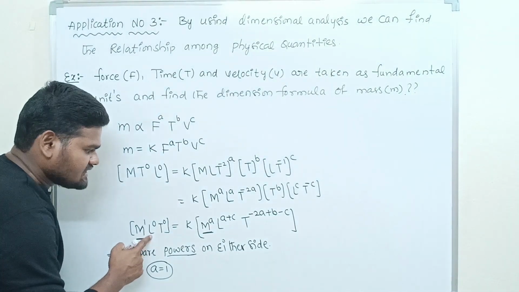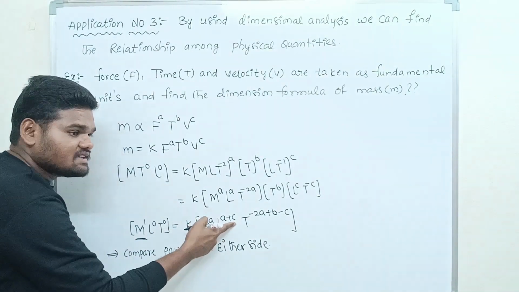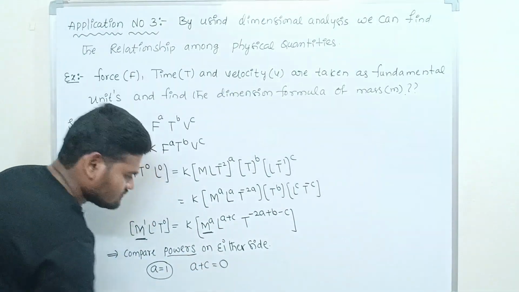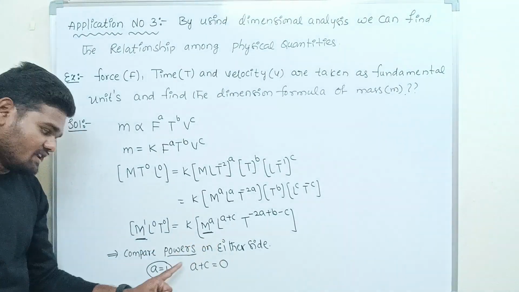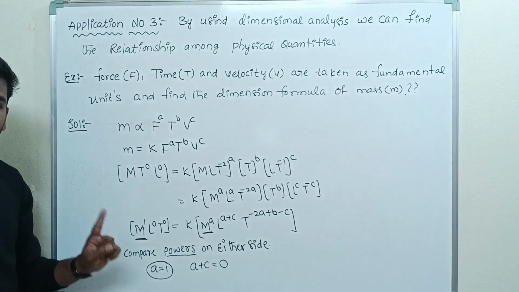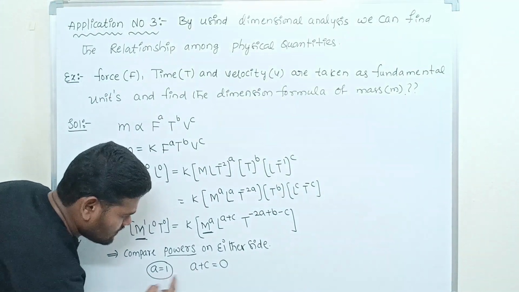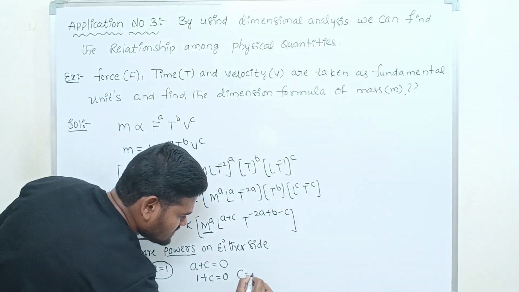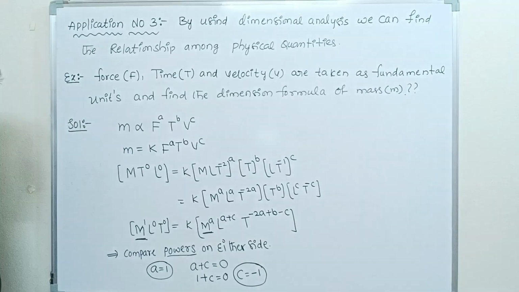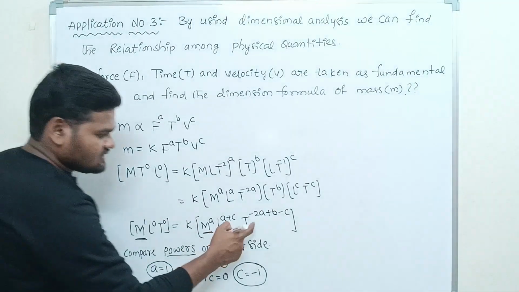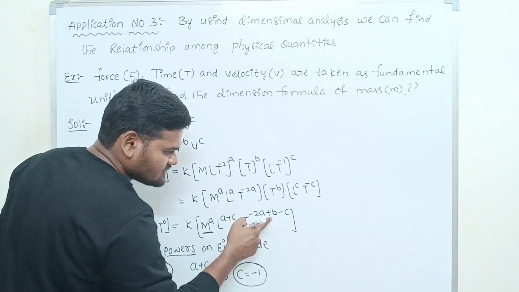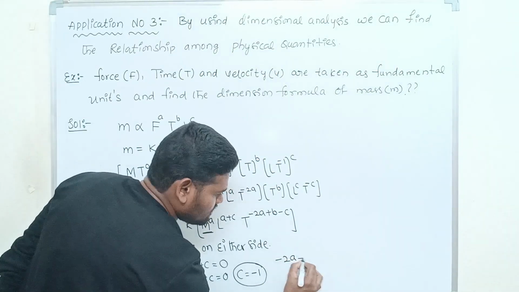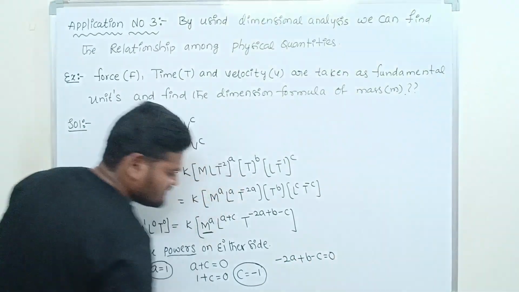1. Here L power 0 is there. Here L power A plus C is there. So power A plus C is equals to what? 0. Are you getting? L power 0, L power A plus C. We are comparing the powers. Right, very good. So A is equals to 1, so 1 plus C is equals to 0. If 1 comes to that side, it becomes minus 1. So C is equals to how much? Minus 1. Next, T power we got minus 2A plus B minus C. What is the T power here? 0. Therefore, minus 2A plus B minus C is equals to 0.